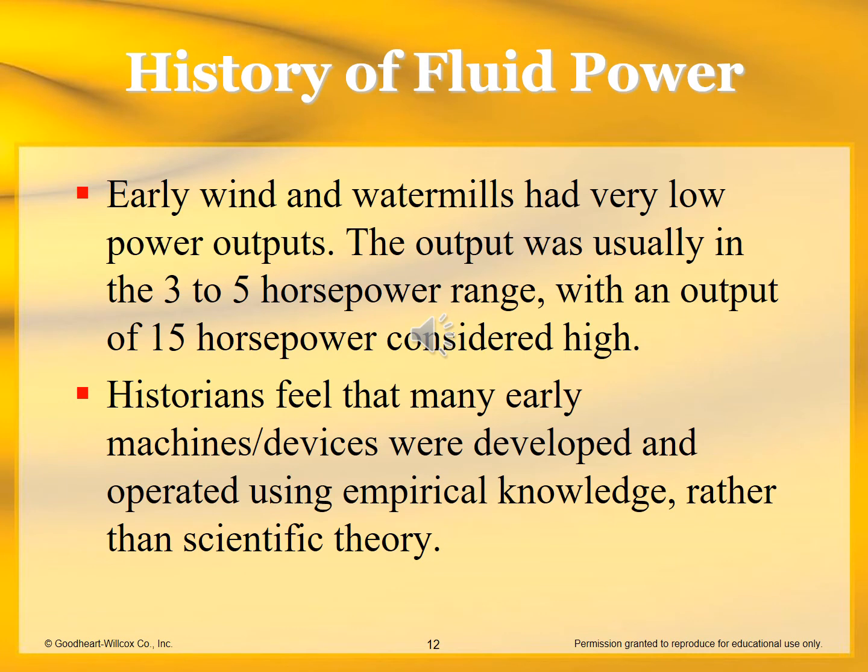The early wind and water mills didn't have very much power output, 3 to 5 horsepower. My little car, this little Avio, has about 80 horsepower, so you can tell how small these things were. And here's this statement: historians feel that many early machine devices were developed using empirical knowledge. In other words, trial and error rather than scientific theory. Duh.